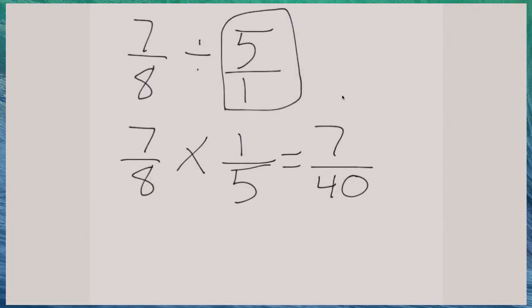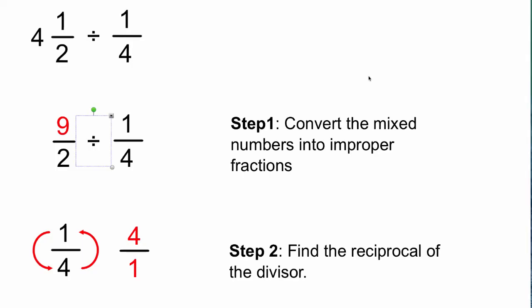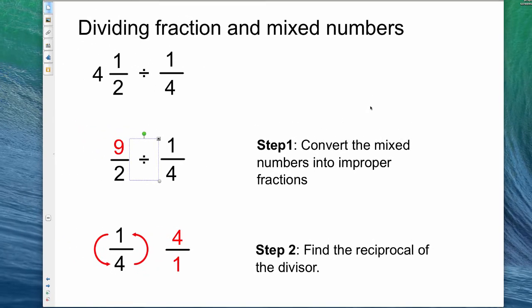The last thing I need to do is check to see if my answer is in simplest form. 7/40 is simplest form and it's not improper, so this is our final answer, 7/40. Next, let's look at dividing fractions and mixed numbers.